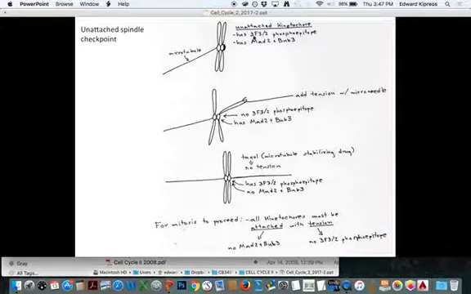So it has several things that are happening. One is it has phosphorylation at the unattached kinetochore. The attached one doesn't have phosphorylation, but the unattached one has it.